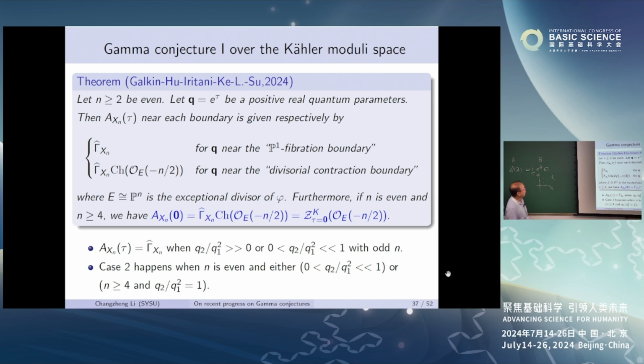Then, as a theorem, we can show that if Q is near the pi 1 boundary, the pi 1 fibrotic boundary, then this class is actually given by the tau hat gamma class. But for the other one, it is given by this class. In particular, this is the answer to the previous question. That is, for X_n with n even, the special radius does not correspond to the gamma class. It corresponds to this class, which comes from this object somehow.